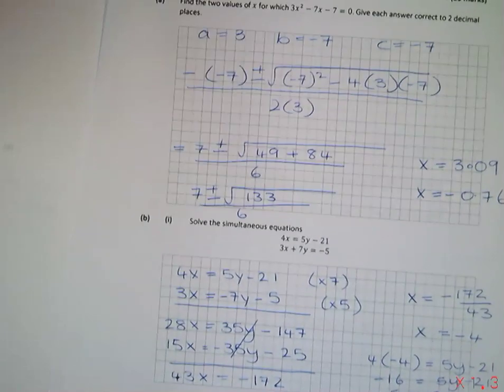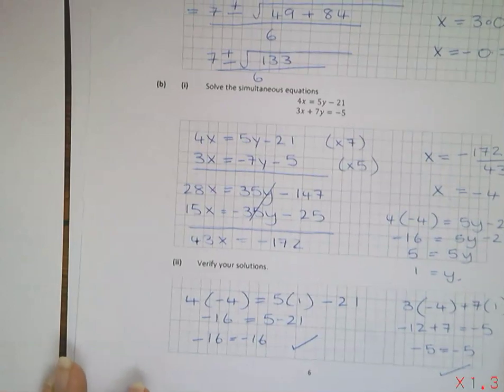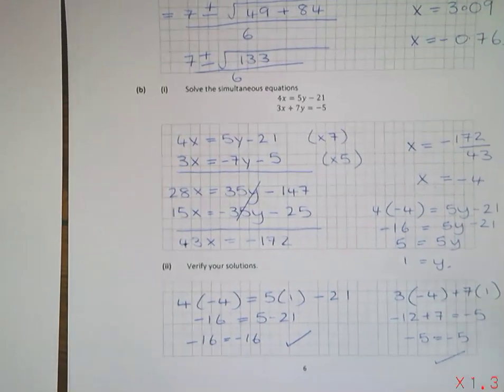Part 2 of this question is to solve simultaneous equations. In terms of these two simultaneous equations, they are both linear equations. There are no x squareds or y squareds. They just involve x's and y's and numbers. So you're going to solve it by elimination.